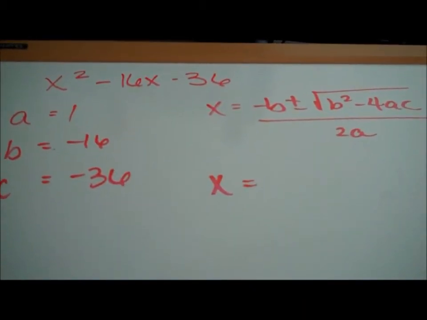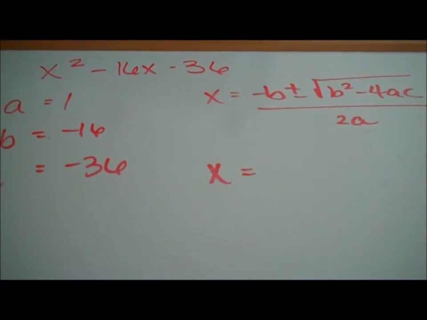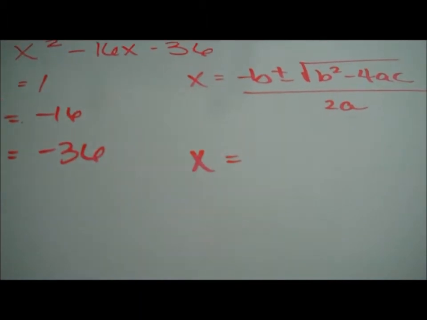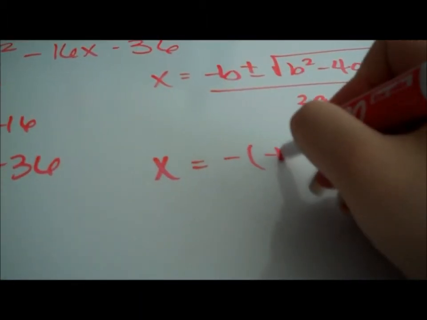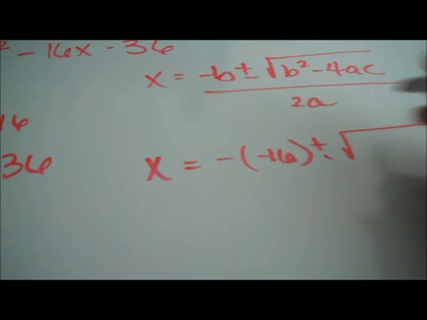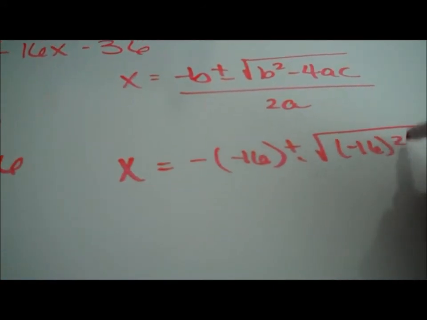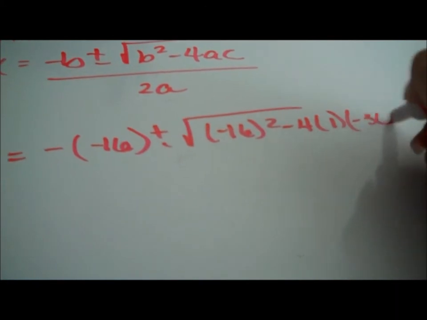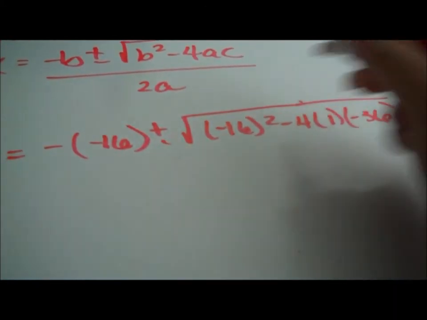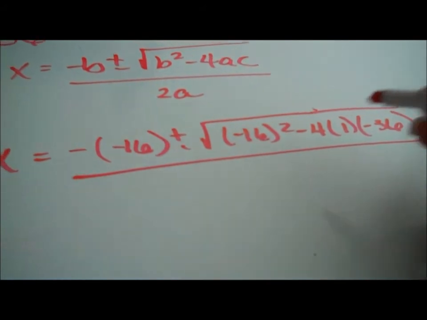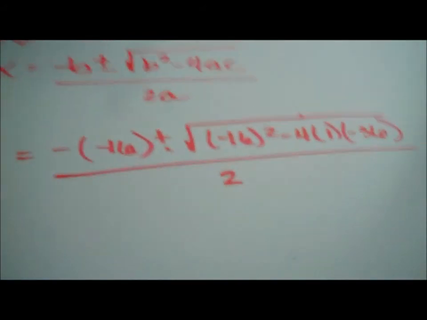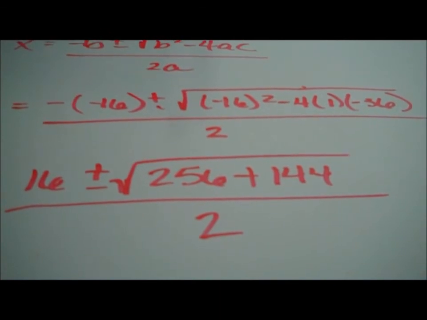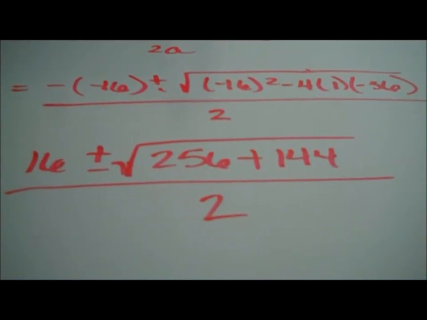Okay, here I've set up my board to do the quadratic formula. I've got my a is 1, my b is negative 6, and my c is negative 36. I go ahead and start substituting my values into the formula. Remember, since this is a word problem, we only want real values. We want no imaginary numbers. Okay, I've simplified that row down to this one.